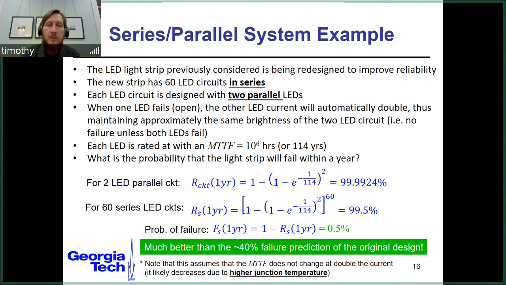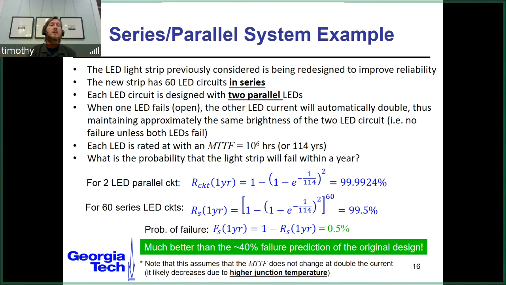So first thing we have to do is figure out what's the probability for the parallel system. So now we can say, okay, we have this R circuit, which we're going to look at for 1 year, and that is 1 minus e to the minus 1 divided by 114, quantity squared, because we're doing it in a parallel. So that gives us an R value of 99.9924% that it's going to make it through 1 year.